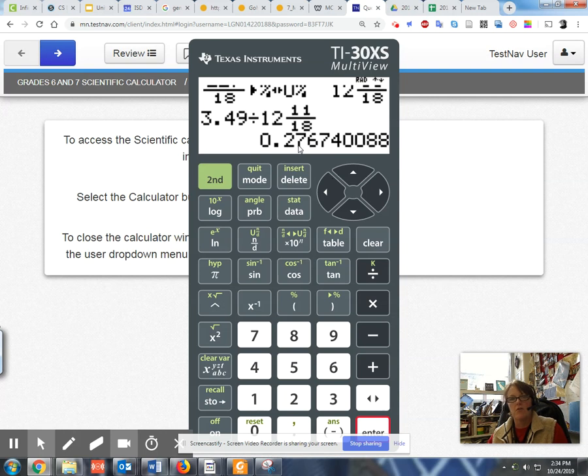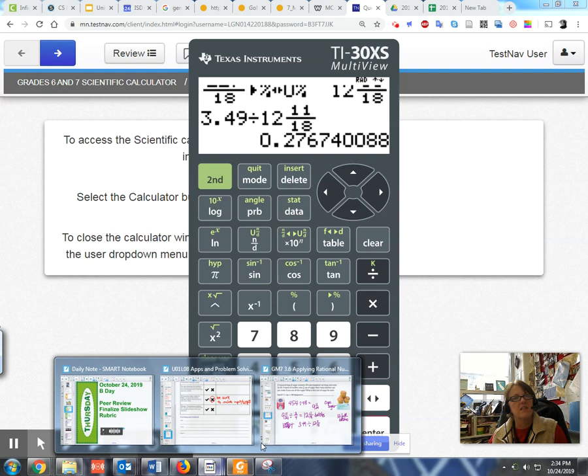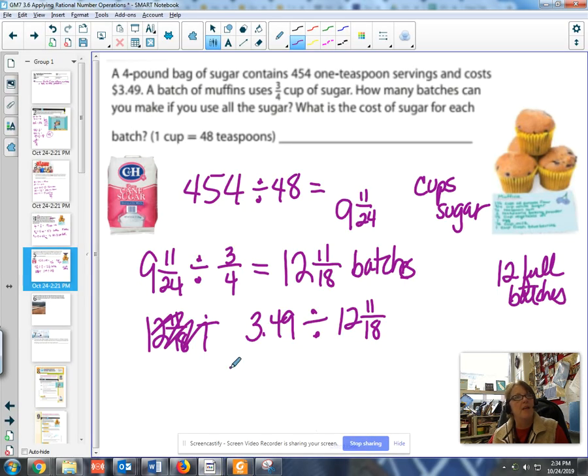Money goes to the hundredths place. That's a 7. Next door is a 6. That tells us we're going to round this up to about 28 cents per batch. Let's get that written down. Approximately 28 cents per batch.